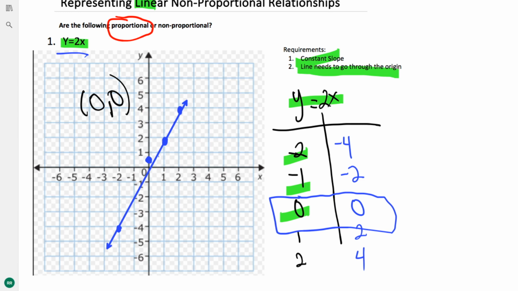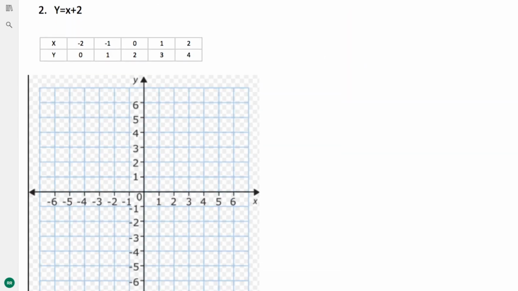Okay, now let's go on to number 2. Y equals x plus 2. We are given points, so let's go ahead and plot those. -2 and 0, let's start with those. Left 2, don't need to move anything. -1 and 1, -1, 1. 0 and 2. 1 and 3, 2 and 4.